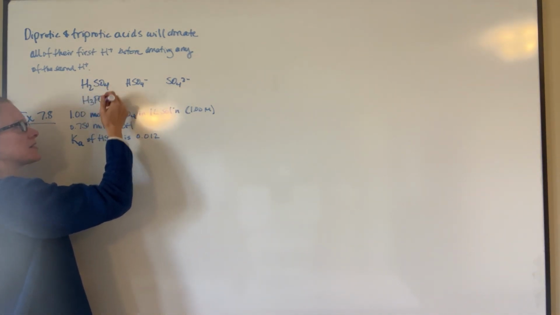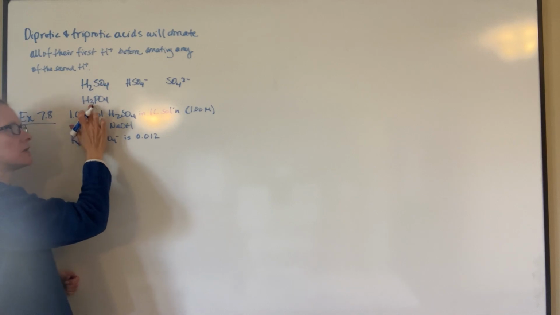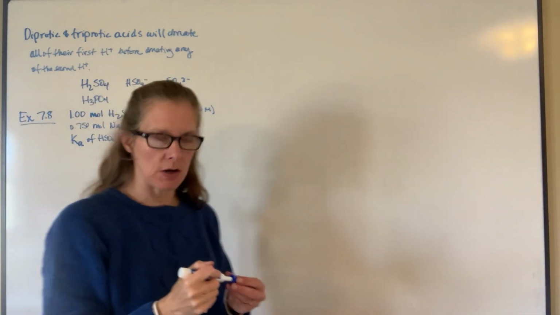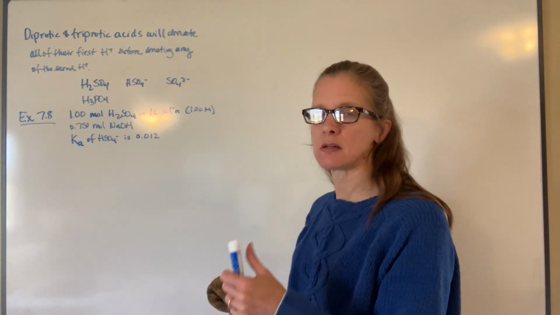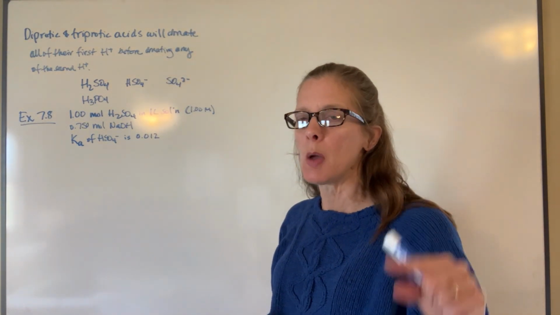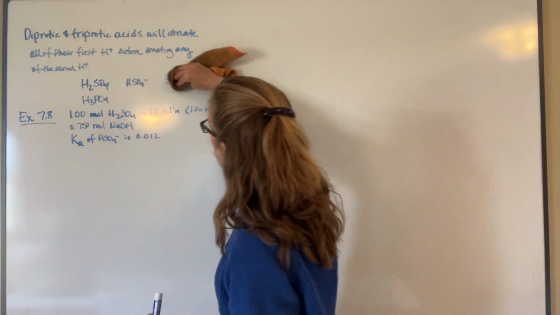H3PO4, phosphoric acid, is an example of a triprotic acid because there's three hydrogen ions there that it can donate. Okay, so you're going to knock off one at a time, and it's going to donate all of the first one before it starts donating any of the second one.